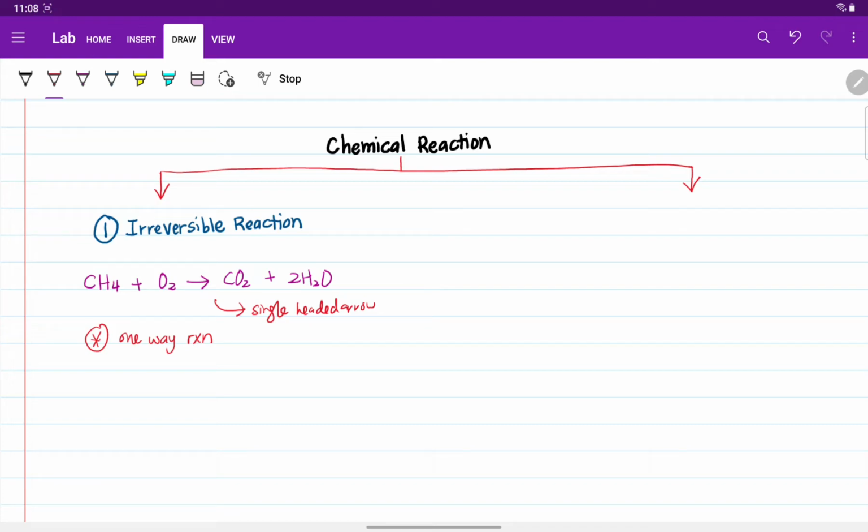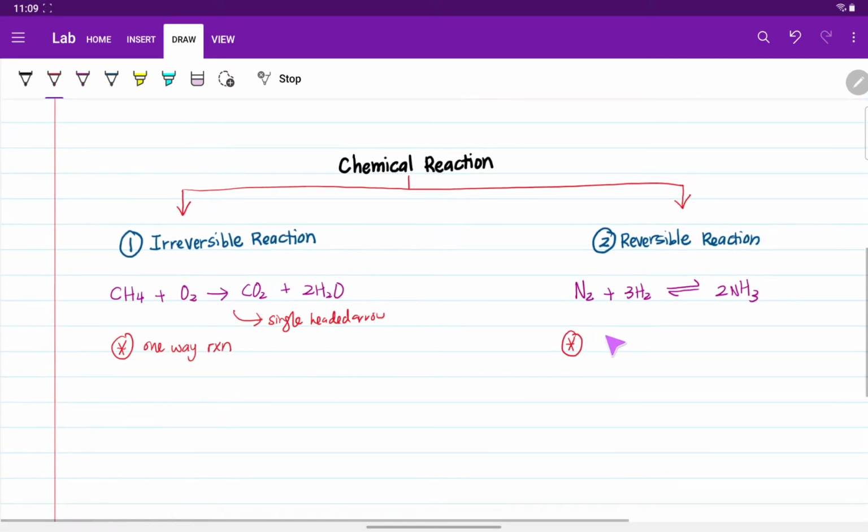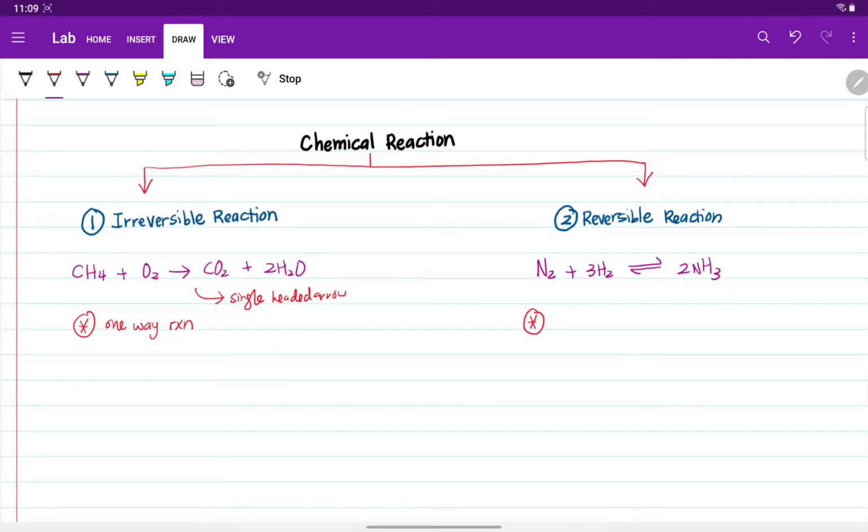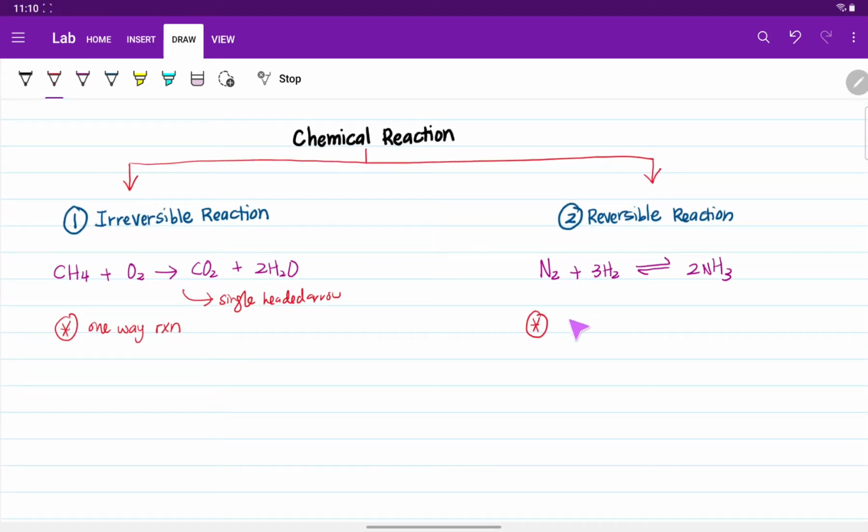So, the second type of chemical reaction is reversible reaction. Okay, so an example of a reversible reaction is this equation, the formation of ammonia. So dekat sini N2 plus 3H2 to produce 2NH3. Macam mana saya tahu reaction ni adalah a reversible reaction? How do we identify? Since it's a reversible reaction, a reversible reaction adalah two-way reaction.